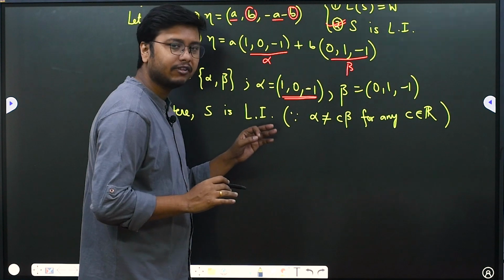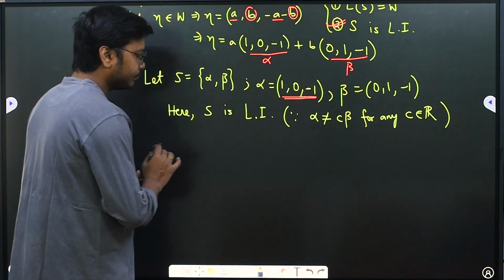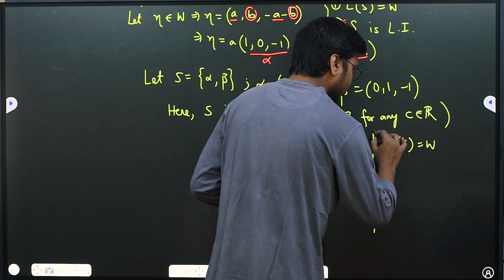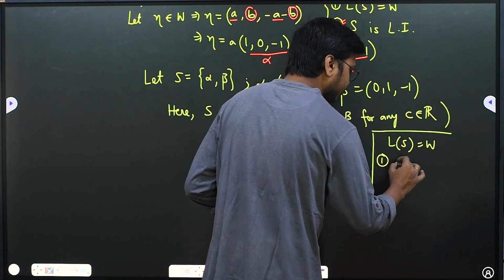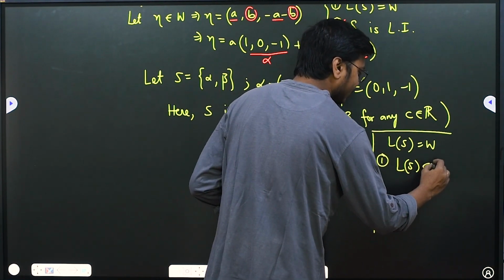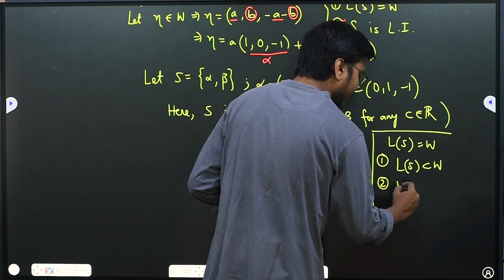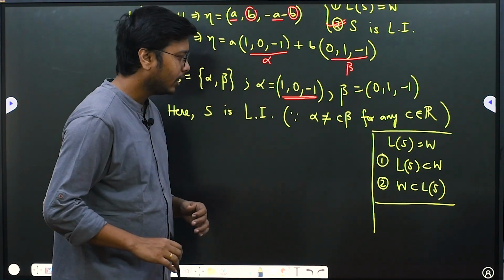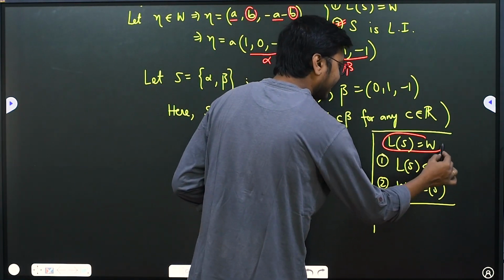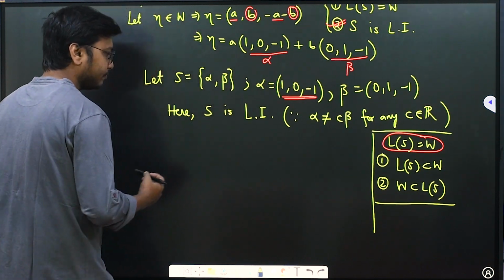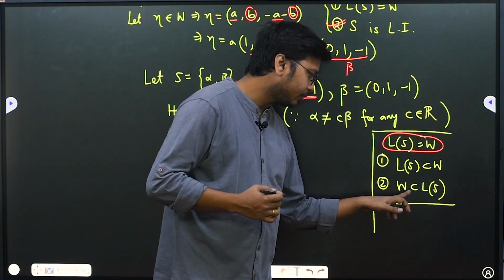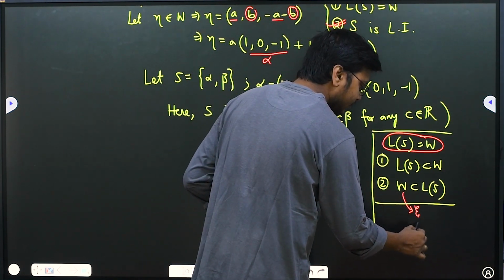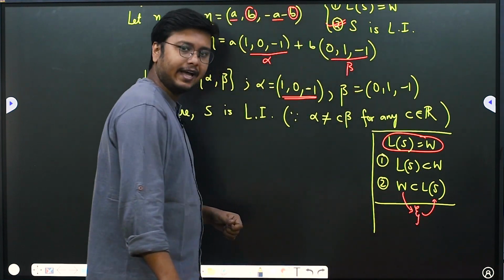Now I want to show L of S is equal to W. Okay, so my target is to show L of S is equal to W. So for that I'll show this in two steps. The first one, I'll show that L of S is a subset of W, and second one, I'll show that W is a subset of L of S. So these are the two things that I will show, and hence I'll be able to conclude that L of S is equal to W. Okay, so let me start with the second one. That means I'll take an arbitrary element from here, let's say Xi, and I'll show that Xi belongs to L of S.